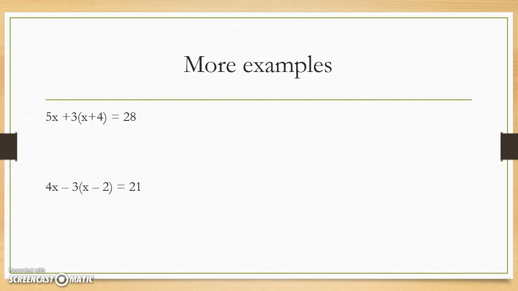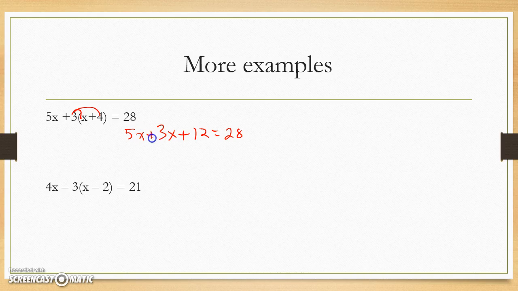So some more examples. Remember, there's two steps. Number one is to simplify each side of the equation if you can, and then use the inverse operation. Here we have the distributive property in our equation, so we have to simplify that first. We're going to distribute that 3. So now we have 5x plus 3x plus 12 equals 28. Make sure when you're using the distributive property that the 3 gets distributed to both terms inside of the parentheses.